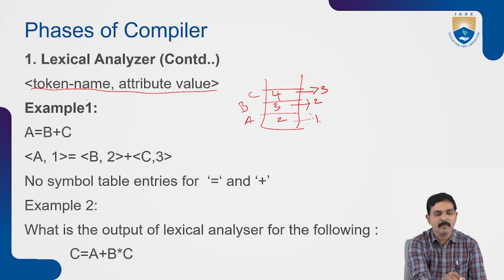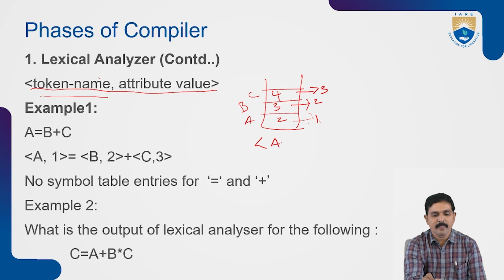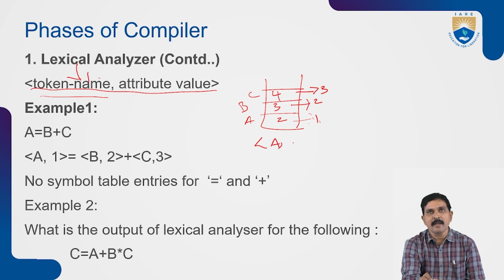Now we have to go for what the token name is. For example, here the token name is A, as per the token name, comma. We have to put the attribute value. The attribute value is 2. That 2 value is there at which entry of the symbol table? The entry number is 1.